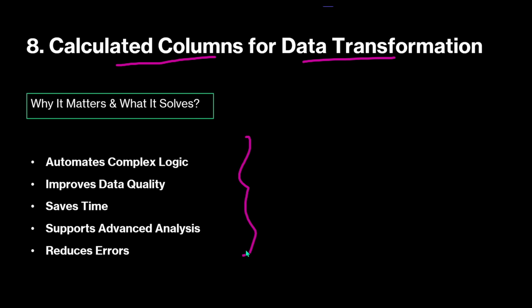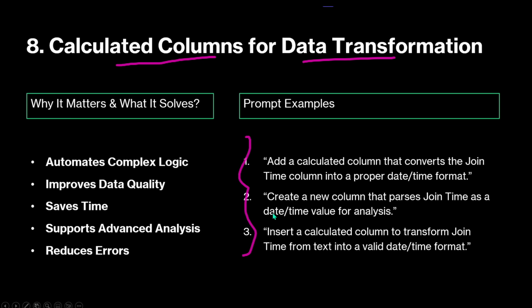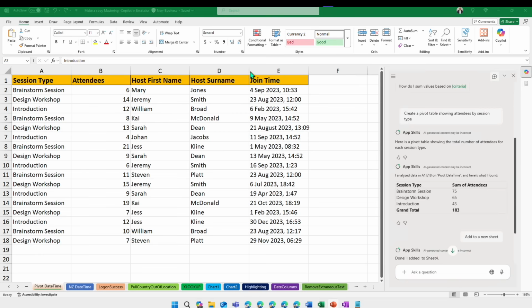In this example, we are going to learn how to use a calculated column to transform the data within the Excel sheet. This feature eliminates the need to manually write or debug formulas. And this feature can convert inconsistent or text-based values into proper formats for analysis. So let's go and try an example where you are going to use this particular functionality to extract the text and create something meaningful. I'm on the same data sheet.